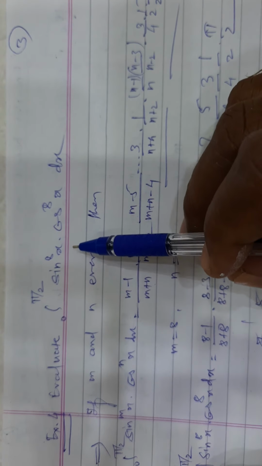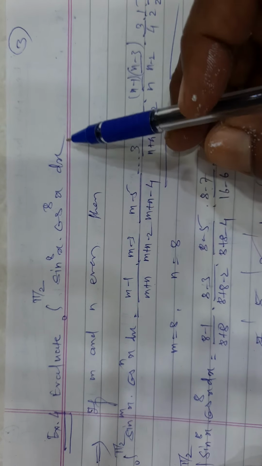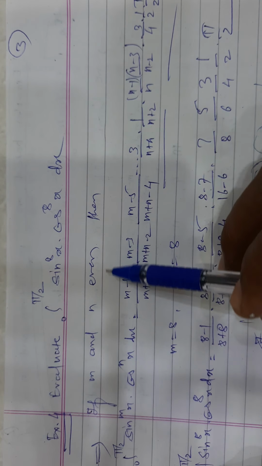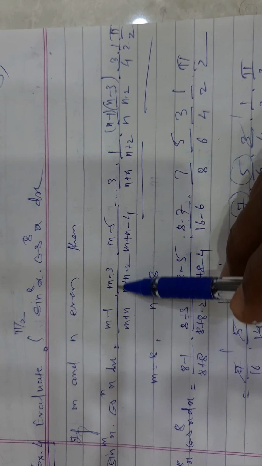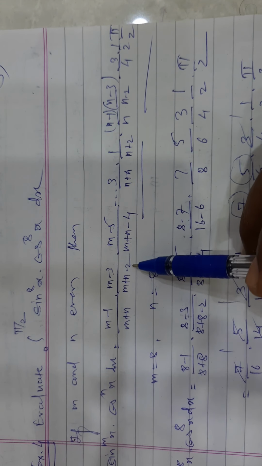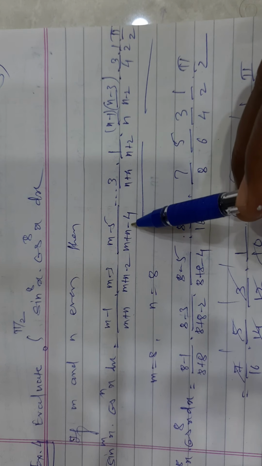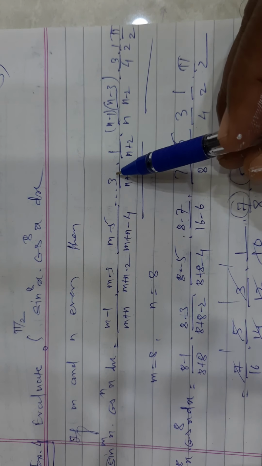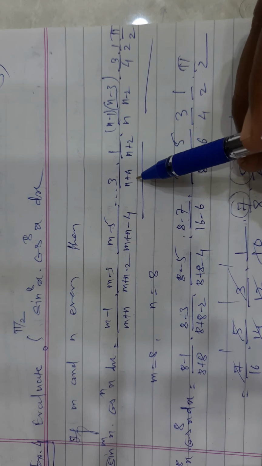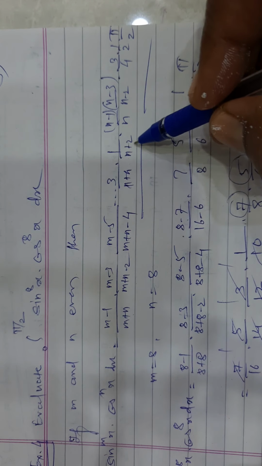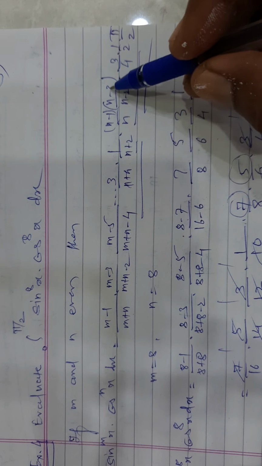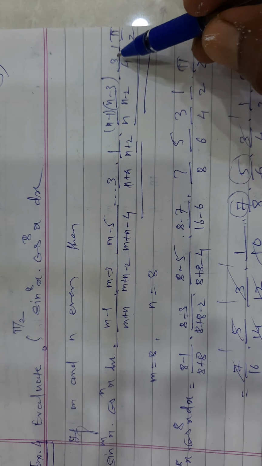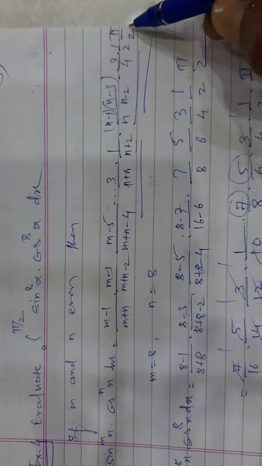Next, integration from 0 to pi by 2 of sin raised to 8x into cos raised to 8x dx. When m and n are both even, m minus 1 upon m plus n into m minus 3 upon m plus n minus 2, m minus 5 upon m plus n minus 4, up to 3 by n plus 4 and into 1 upon n plus 2. In the next part, n minus 1 upon n minus 3 upon n minus 2, up to 3 by 4 into 1 by 2 into pi by 2.